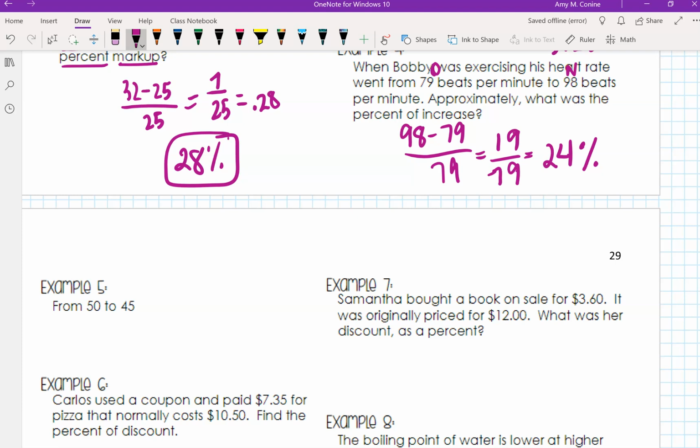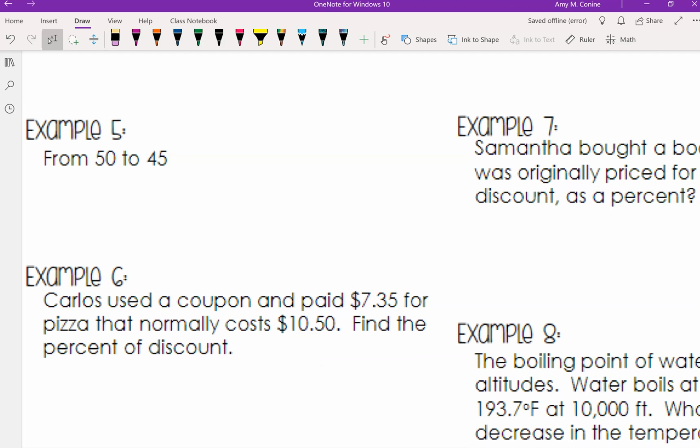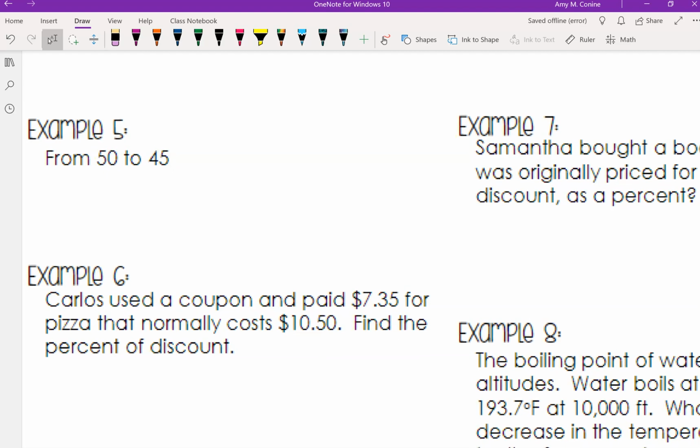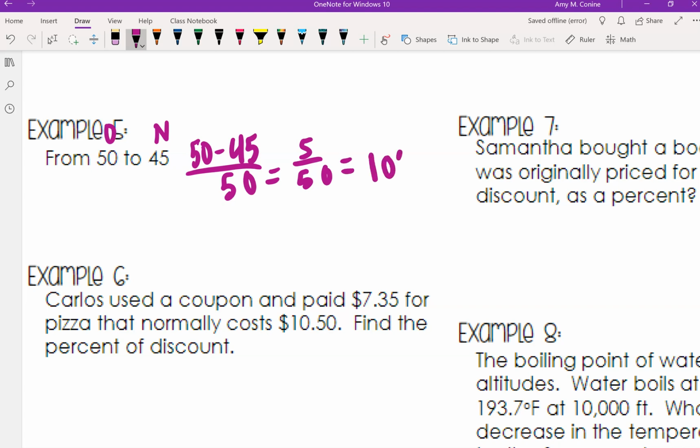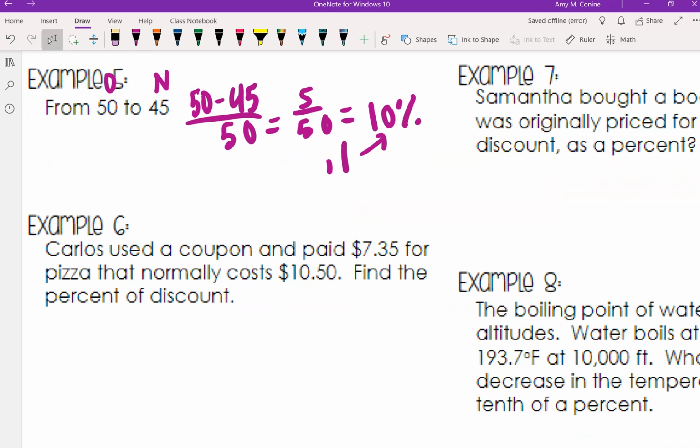So now we're going to talk about percent decrease. So it's the same idea. Again, we're going to take our original and our new and subtract and then divide by the original. So you're going from 50 to 45. So your original is 50 and your new is 45. So you're going to take 50 minus 45, divided by 50. So you get 5 over 50, which is 10%. Okay, it's 0.1, and then you can convert it to a percent. Okay, so make sure you have a positive number up top. That's the biggest thing.